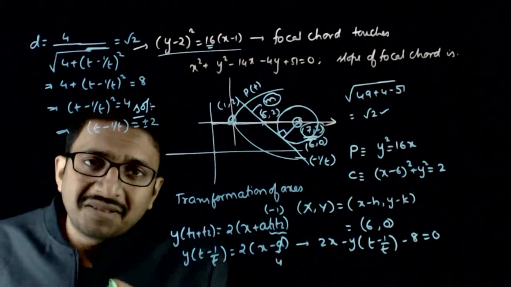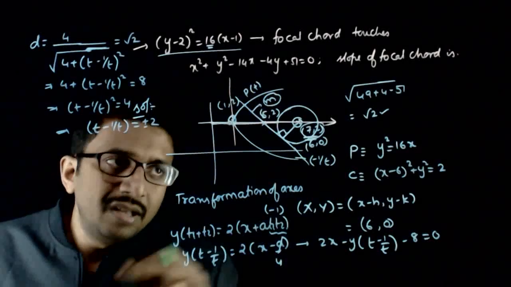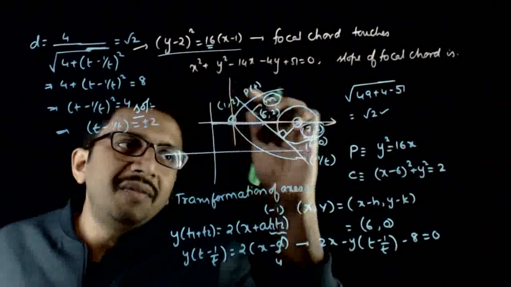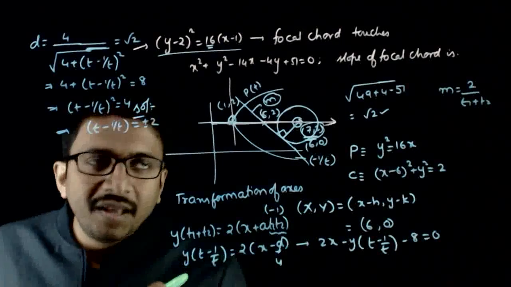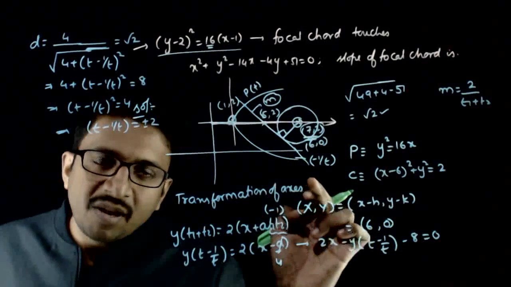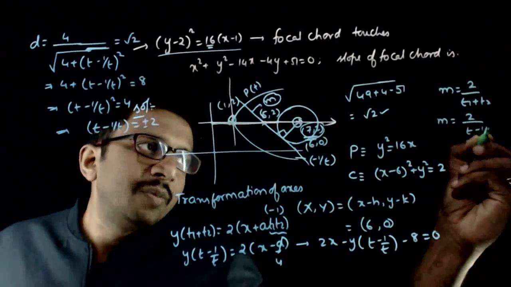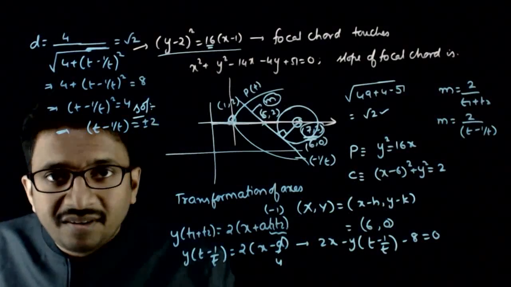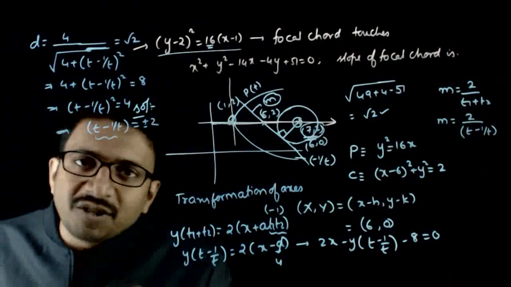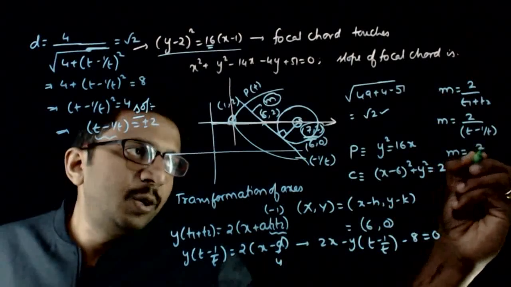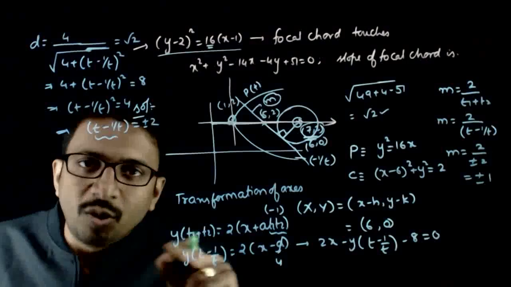Now I don't need to solve this further, because you're not asked to find the values of t. You're asked to find the slope of this line. If you join t1 and t2, the slope of the chord is given by 2/(t1 + t2). One point is t and the other point has parameter −1/t, so the slope is 2/(t − 1/t). We already have t − 1/t = ±2. If I substitute this, the slope is 2/(±2), which is equal to ±1. So that will be the required slope of the focal chord.